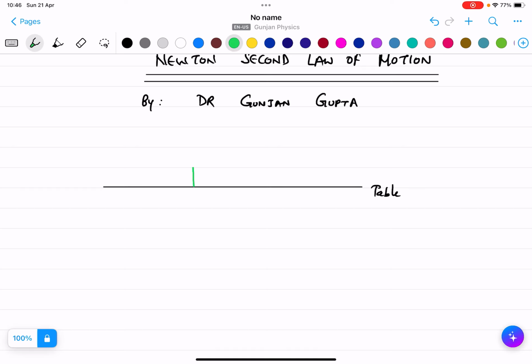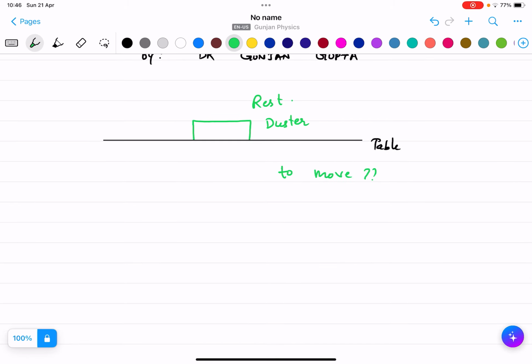and there is a duster on the table which is in a state of rest, right? The duster is in rest position. Now, if we want the duster to move, what do I need to do? I will apply a force on it, and the duster will start moving in the rightwards direction.